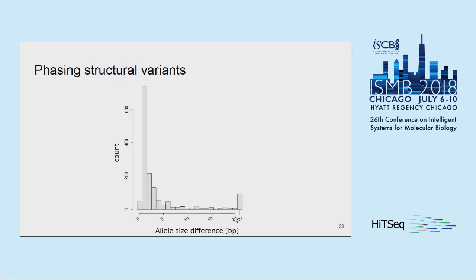So now to answer our second question on can we even phase structural variants, we looked more closely into the haplotype sequences for every bubble, and we find out the difference between the allele size. On the x-axis, you see the allele size difference, and on the y-axis, you see the number of bubbles. So in this histogram, you see that there are around 90 bubbles that contain SVs of longer than 20 base pairs. So this plot indicates that we can even phase structural variants.